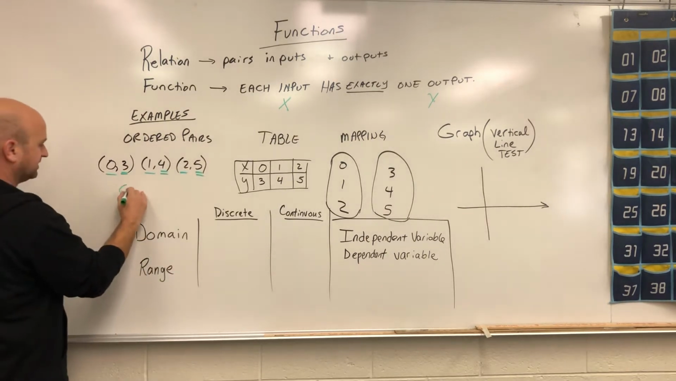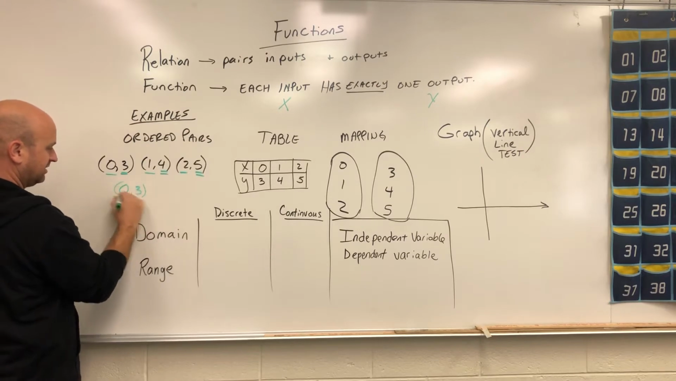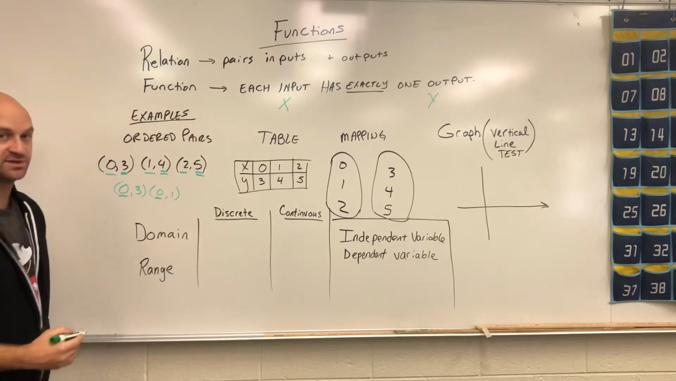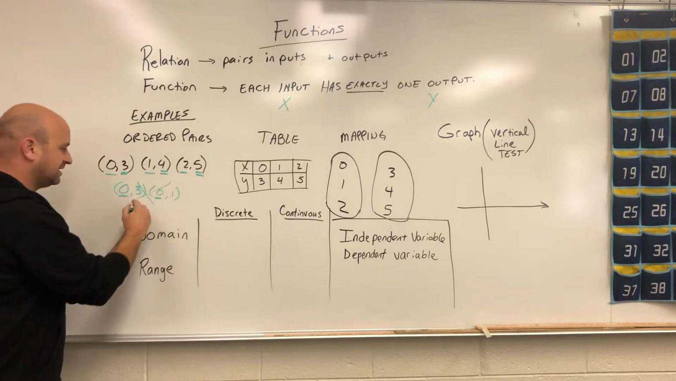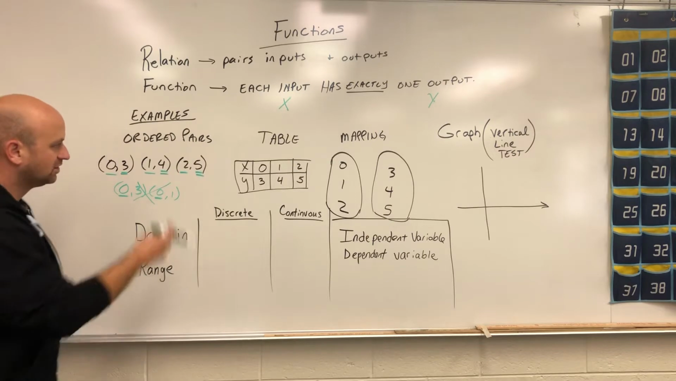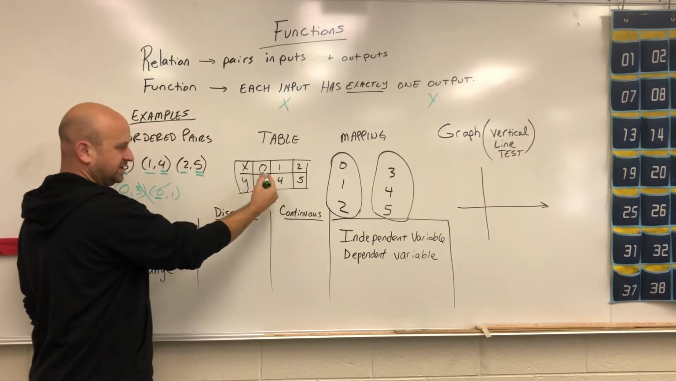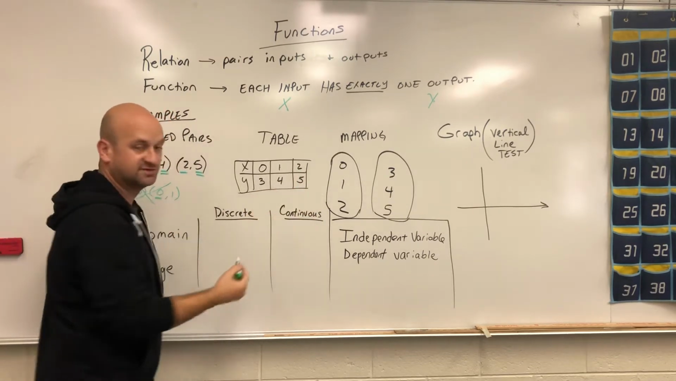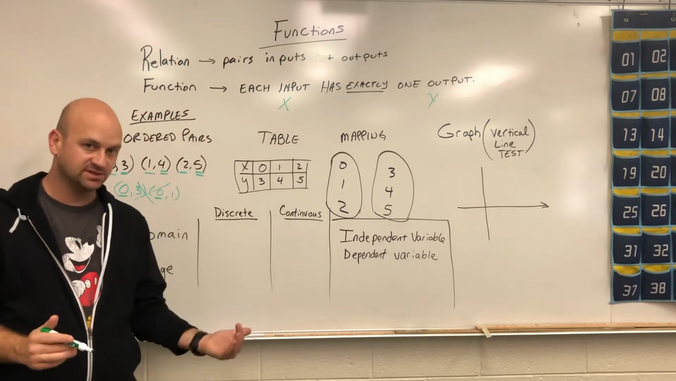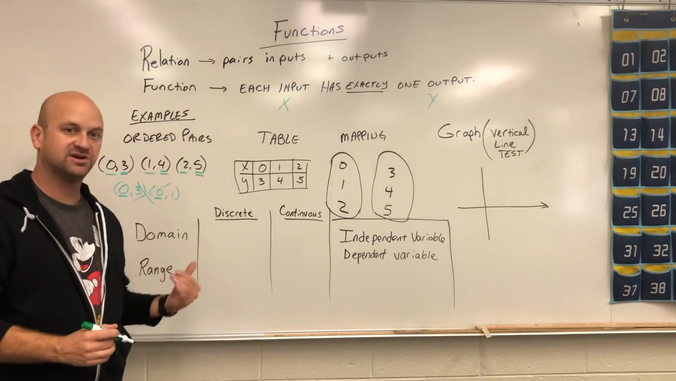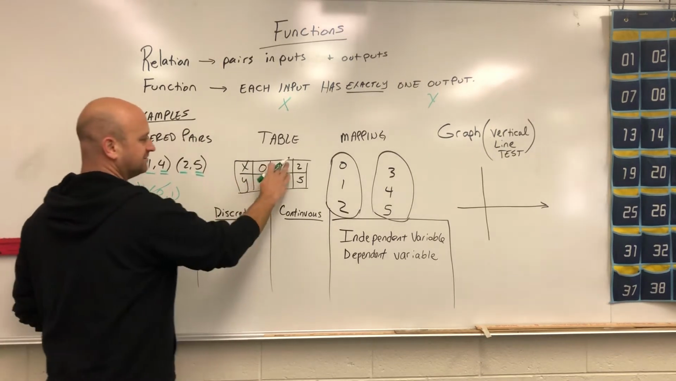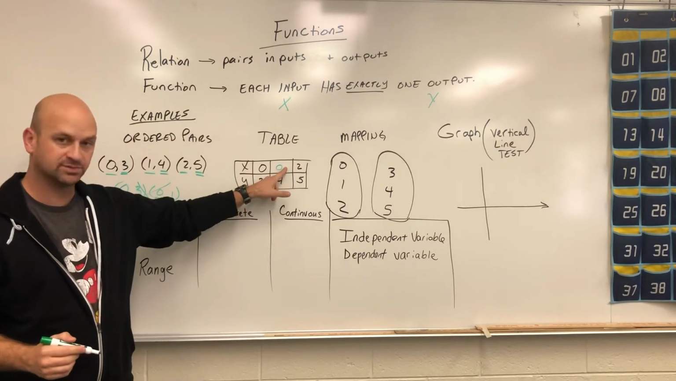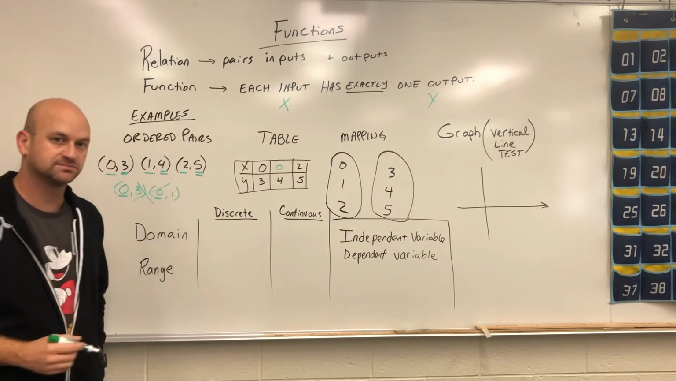Now, what if we had something like this? If we had 0, 3, and then we had 0, 1. Well, because we have two inputs that are the same, this would be not a function. Okay. All right, if we look at the table, we see that we have 3 inputs, 0, 1, and 2, and they have outputs 3, 4, and 5. Because the inputs are not repeated, and there's exactly one value, this would be a function. To make this not a function, we could change this to say 0. Now we have 2 0 inputs, and that would make it not a function.